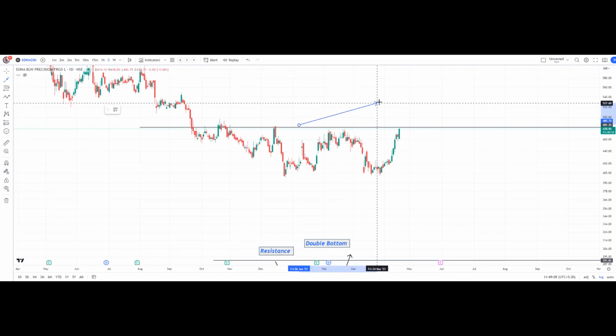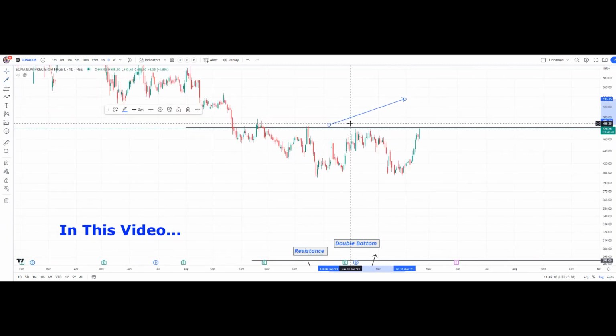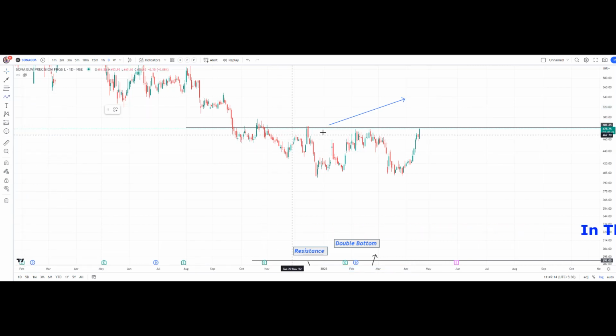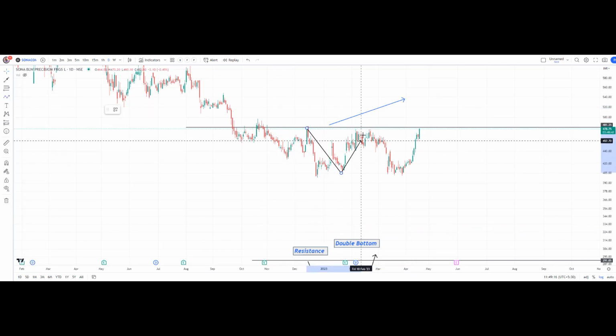So we can see that the rally is there when the price is breaking the resistance zone. Also, we can see a double bottom is formed in this stock.